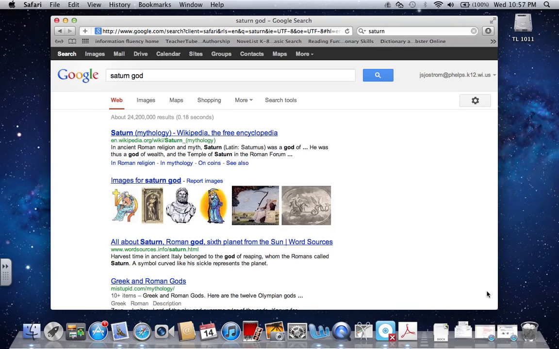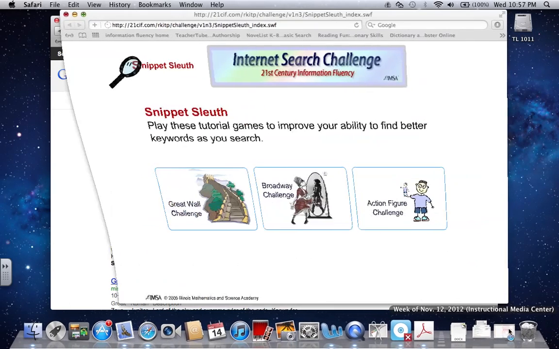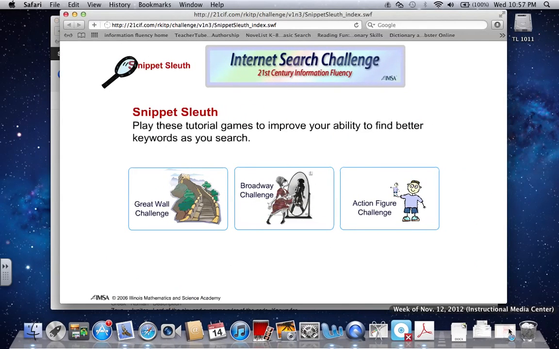Today we're going to talk about how to use snippets as we play the Snippet Sleuth game. Let's take the Great Wall Challenge and let's see if we can answer this question by reading snippets and searching intelligently, searching more efficiently.